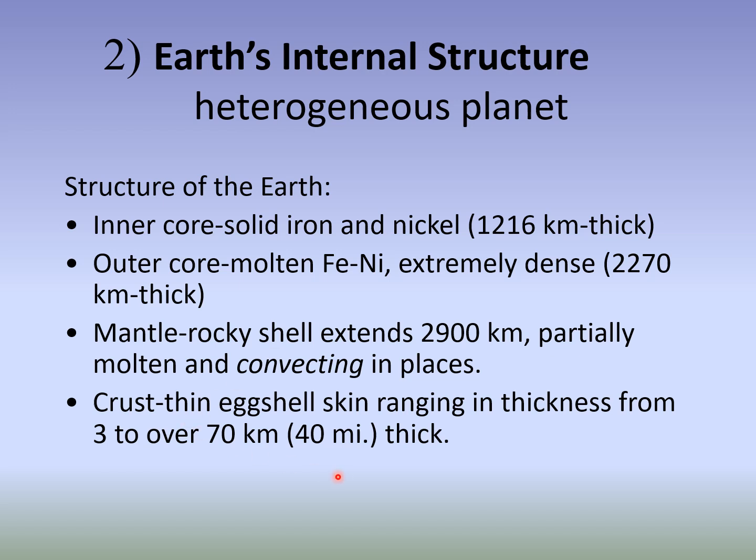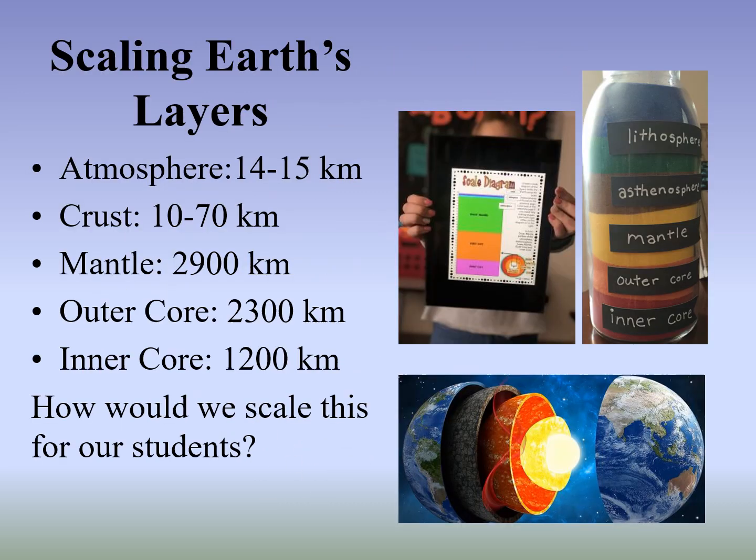And then we also have the crust, which is thin. You can think of it like an eggshell. If the Earth were an egg, the crust would be about as thick as the shell of an egg. It ranges in thickness from about 3 to 70 kilometers, which is about 40 miles thick. And to scale this: the atmosphere is 14 to 15 kilometers thick, the crust about 10 to 70, the mantle 2,900, the outer core 2,300, and the inner core 1,200.